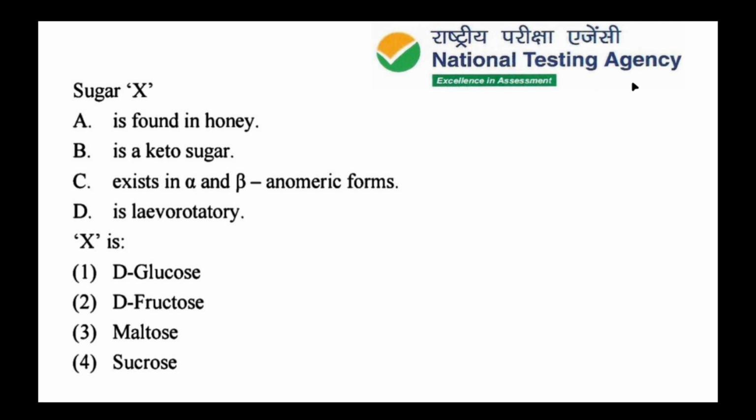We know very well D-glucose is a dextrorotatory compound. So this is not a levorotatory compound, so this is the wrong option.